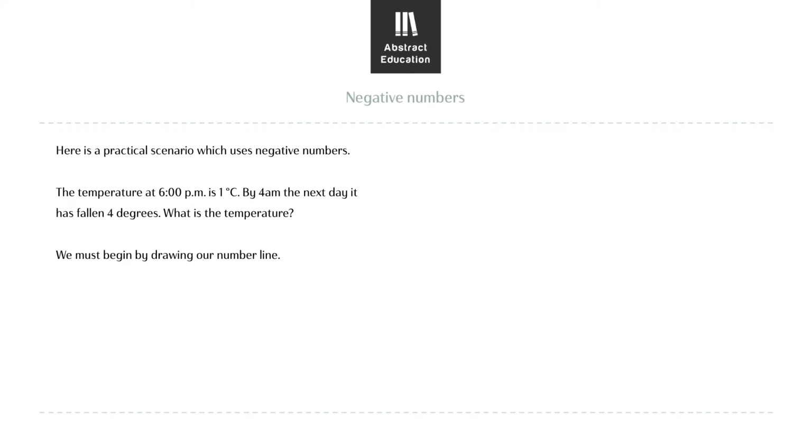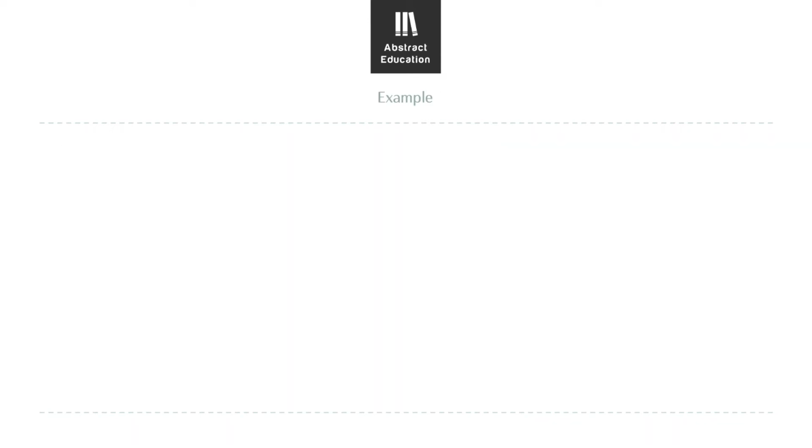The temperature at 6 p.m. is 1 degree. By 4 a.m. the next day it has fallen 4 degrees. What is the temperature? We must begin by drawing our number line and counting down from 1 degree. Our answer is -3 degrees.